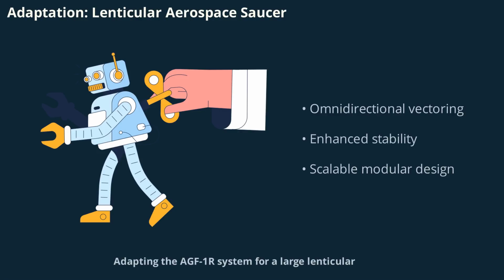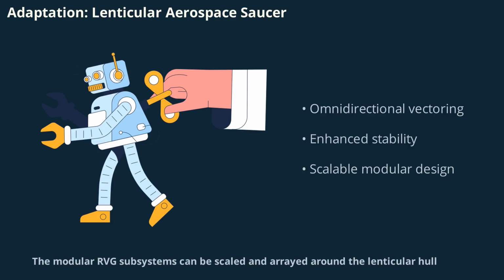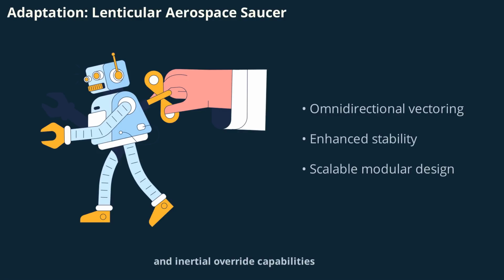Adapting the AGF-1R system for a large lenticular, saucer-shaped aerospace vehicle is both feasible and advantageous. The saucer geometry naturally supports the distribution of refractive gradients and plasma buffers, allowing for omnidirectional vectoring and enhanced stability. The modular RVG subsystems can be scaled and arrayed around the lenticular hull, with the quantum AI core orchestrating field generation and navigation. This configuration maximizes stealth, maneuverability, and inertial override capabilities, making it ideal for both atmospheric and deep space missions. The lenticular form also facilitates efficient heat dissipation and field containment, further enhancing operational performance.